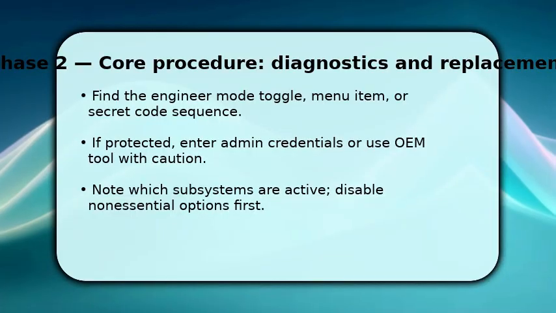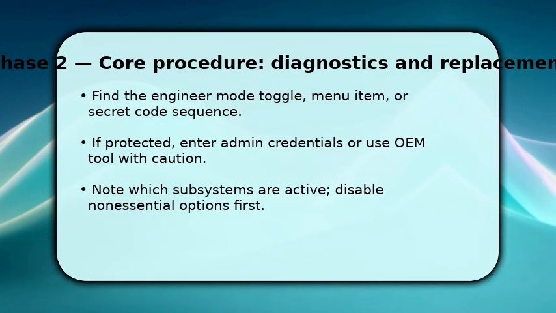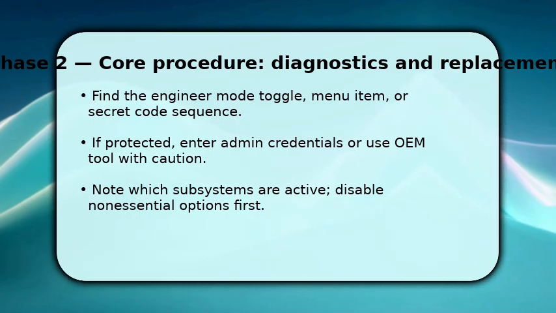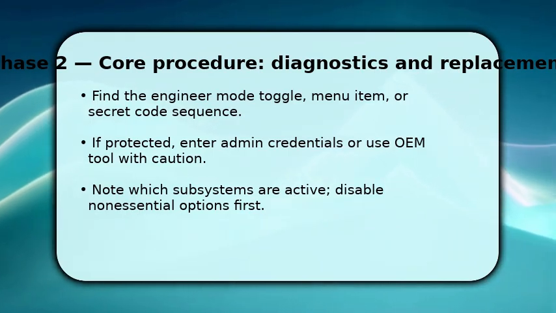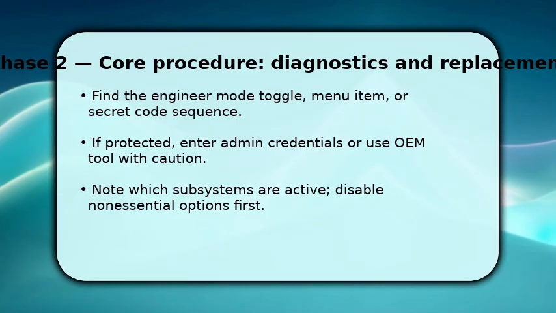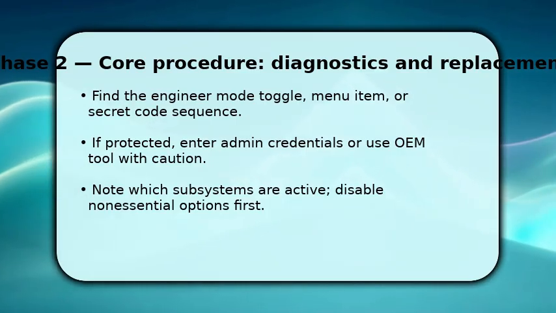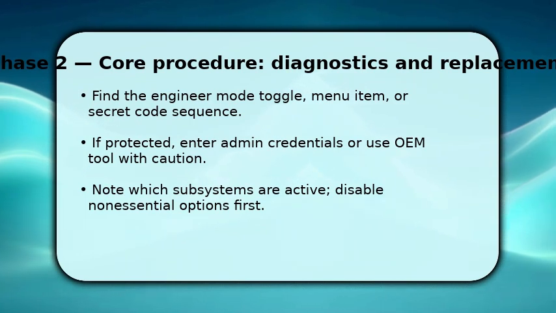Once authenticated, inspect active subsystems and turn off non-essential options first, so you isolate risky changes. As you proceed, take screenshots or notes of original states. This documents the how and why of each change, and lets you restore settings precisely if anything goes wrong.